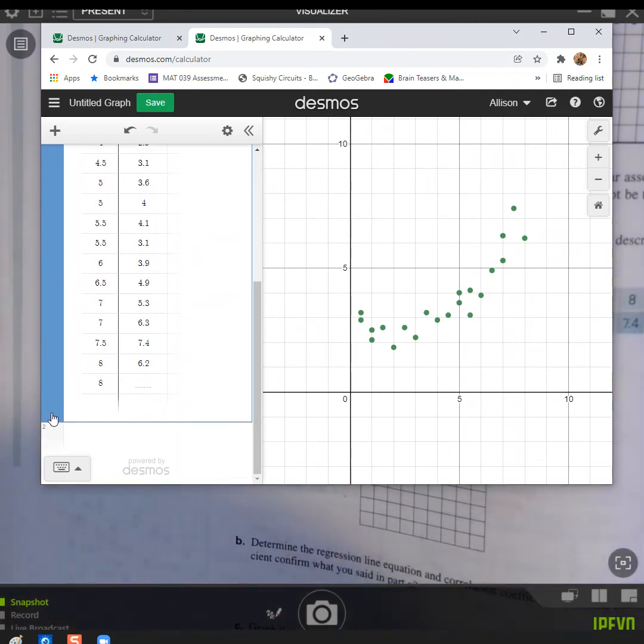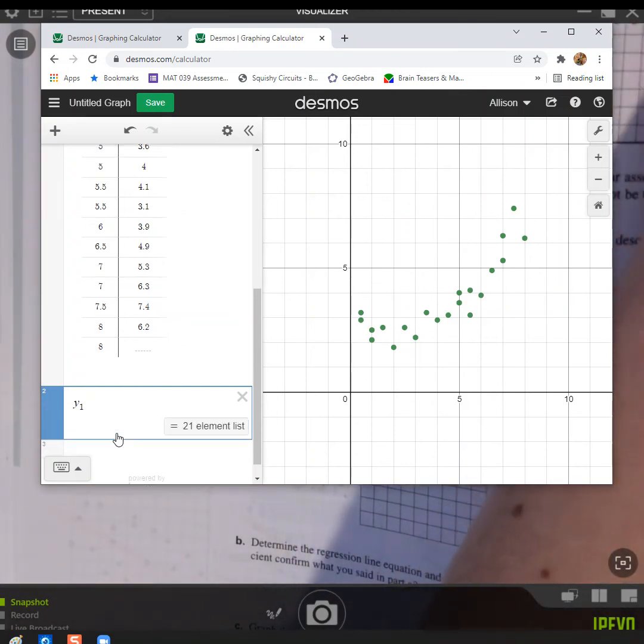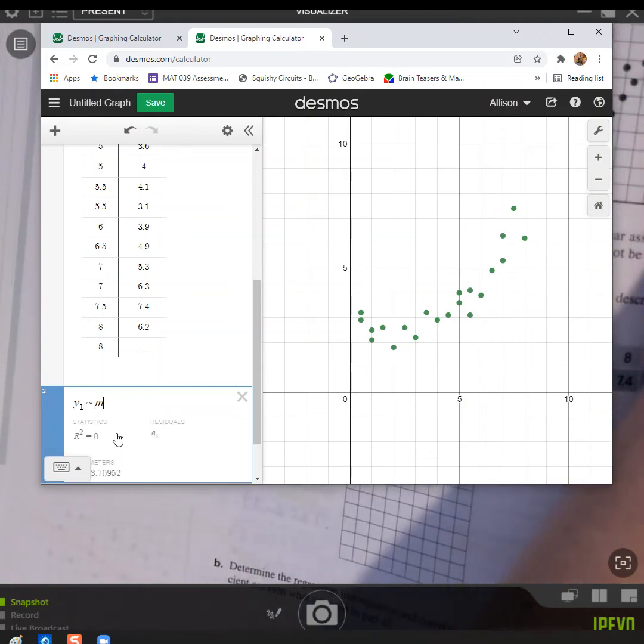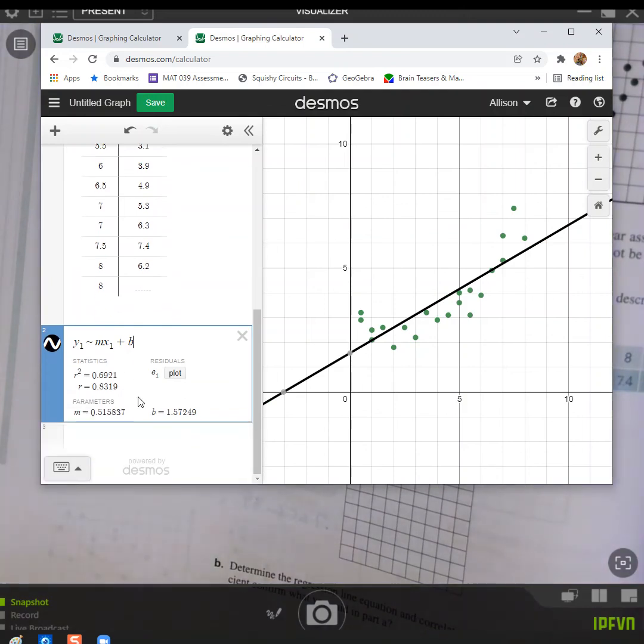And then we're asked to determine the regression equation and correlation coefficient. So I'm going to write that in here. My table was x1, y1. So y1 approximately mx1 plus b. Okay, so this is an instance where the R value is 0.83, which indicates a moderately strong correlation. However, if I turn this off for a moment, I'm going to see that this pattern, although the data is relatively tight together, is sort of like a swoosh mark or a check mark rather than a straight line.